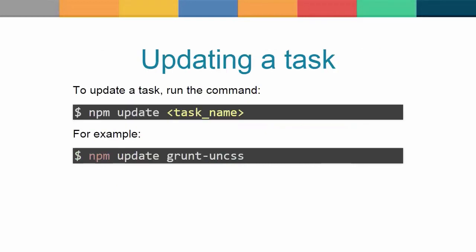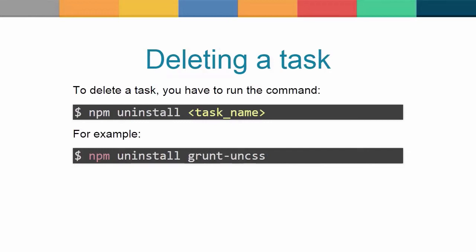To update a task, run the command npm update and the task name. For example, npm update grunt-uncss. Sometimes you also want to delete a task. To delete a task, you have to run the command npm uninstall and then the task name. For example, npm uninstall grunt-uncss.